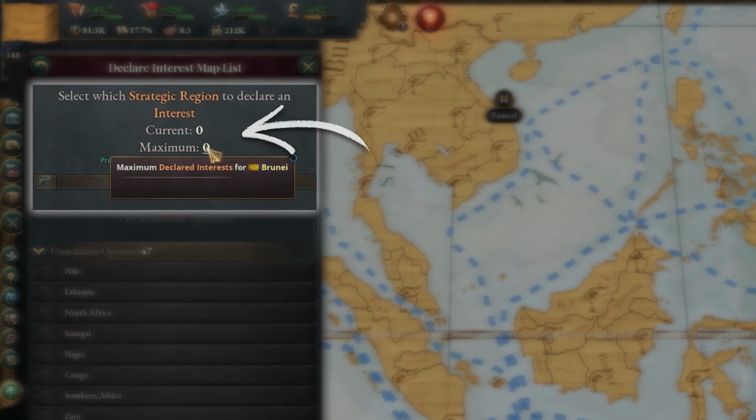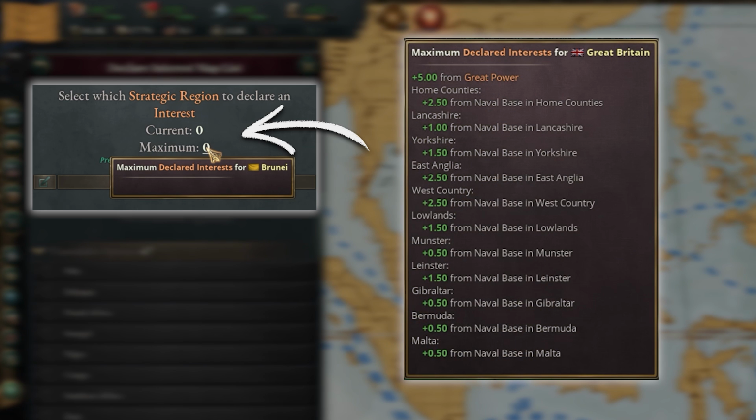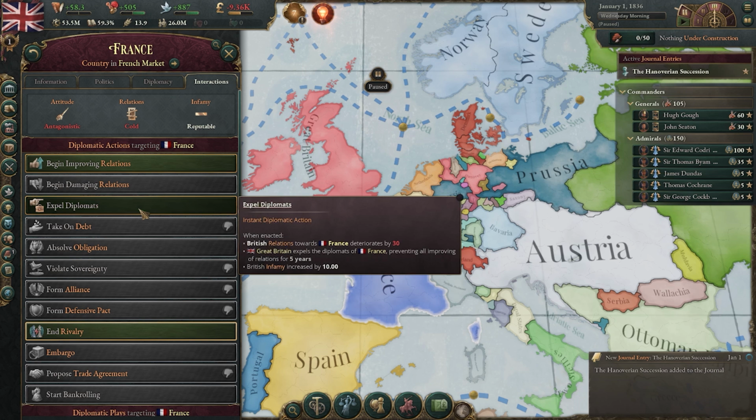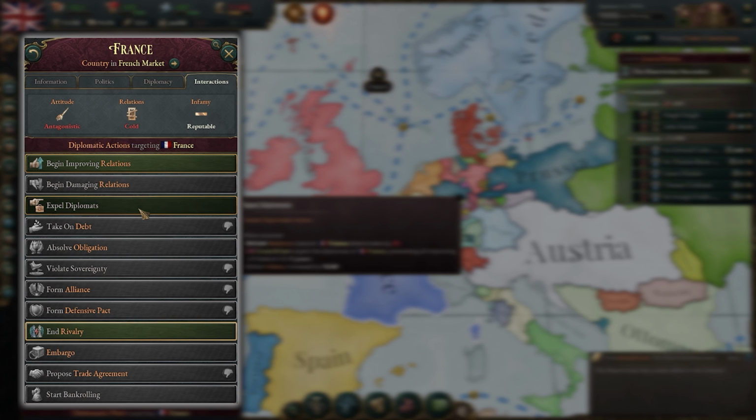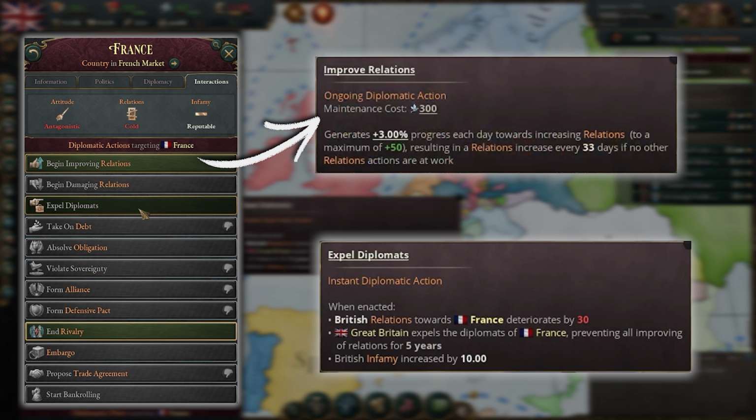Some countries don't start with any declared interest slots, but you can increase the number of slots you have by increasing your country rank and by building naval bases. If a country is in one of your interest regions, you can perform diplomatic actions with them. The diplomatic actions that are instant, like expelling diplomats, have no influence cost. However, continuous diplomatic actions, like improving relations, have an upkeep cost of influence as long as you keep performing them.